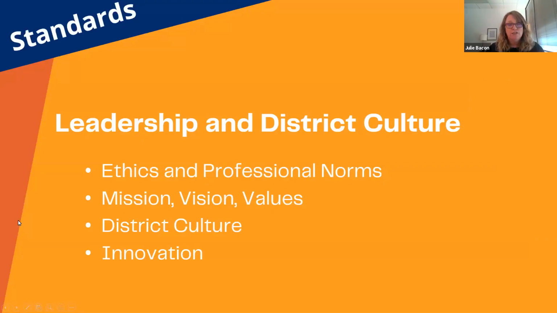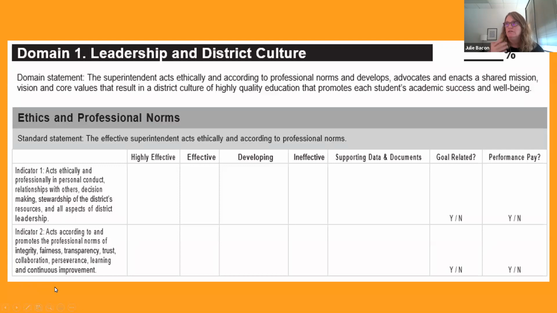I'm going to look at each of the domains now, and then we'll talk about the standards under each domain. The first domain is leadership and district culture. There are 4 standards under that domain: ethics and professional norms, mission, vision, values, district culture, and innovation. Those are the 4 smaller bucket areas that are part of the overall leadership and district culture. I'll show you one of them, the standard ethics and professional norms. In that standard, we have 2 indicators, and you can see those on the screen. For each of these, there's a domain statement so that you understand what this domain is supposed to accomplish, what the goal of it is.